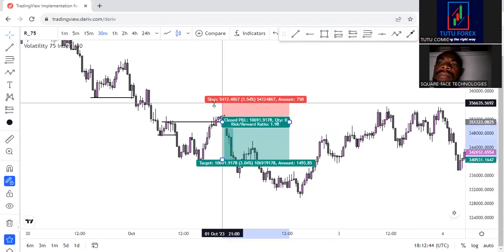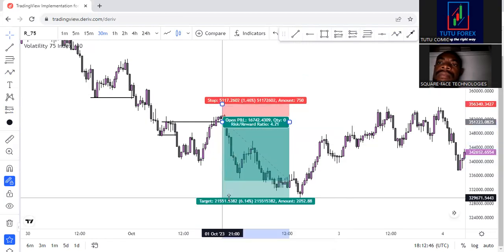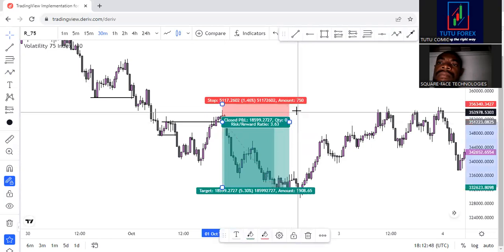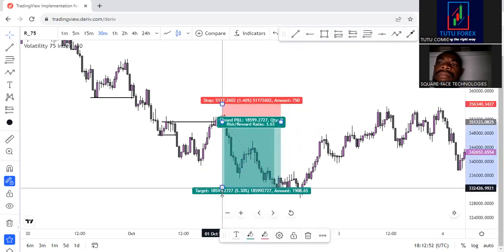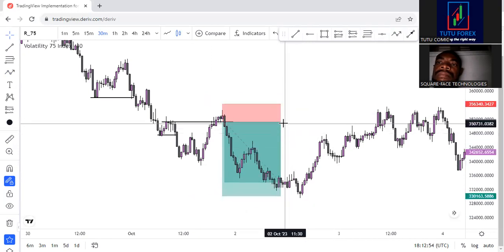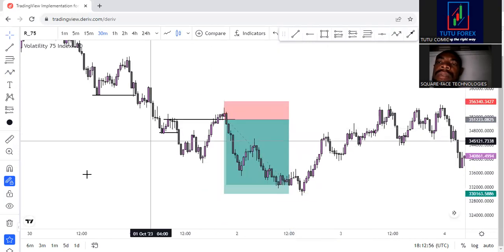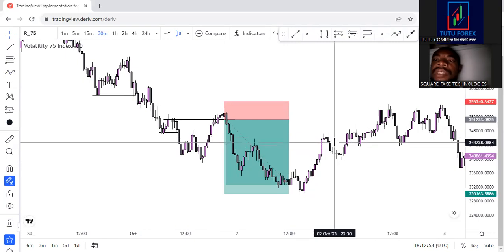My stop loss was above here like this, and this was almost 1 to 4. Yes, this was high. I took it.